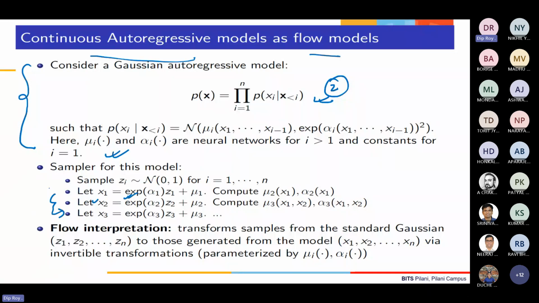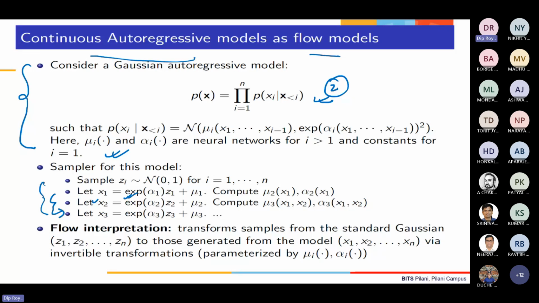So essentially, this is an autoregressive model where you are trying to find one x at a time. First you sample z1. Obviously, the first z1 will not need any neural network, and you essentially find your x1. Then you take your x1 and pass it through your two neural networks, which output mu and alpha. Using the outputs of these two neural networks, you scale and shift your z, and you get your x2, and you do this multiple times.